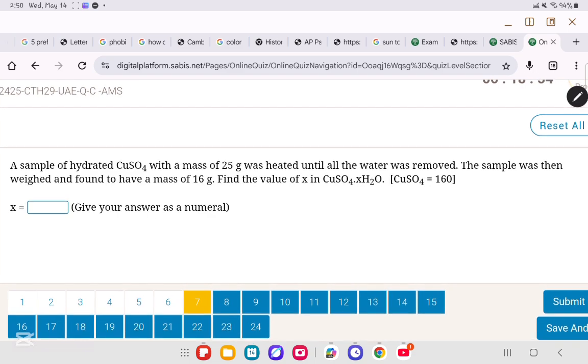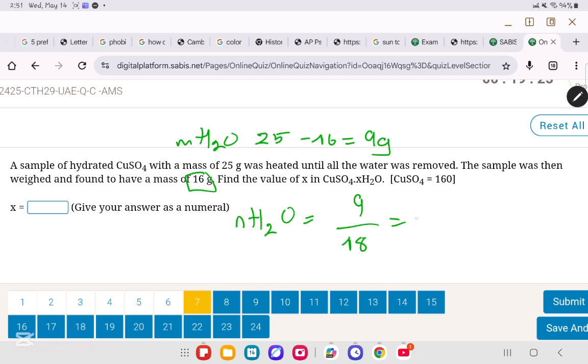A sample of hydrated CuSO4 with a mass of 25 grams was heated until all the water was removed, and then it became 16 grams. Okay, so how much of the mass was water? It's 25 minus 16, which is 9 grams. So this is the mass of water. Now that we have the mass of water, we need to find the number of moles of water. So the number of moles of water is going to be the mass over the molar mass. It's going to be then 1 over 2, or 0.5 moles.